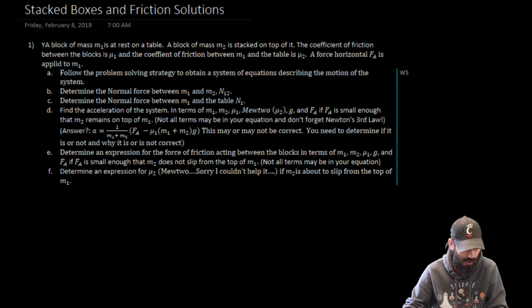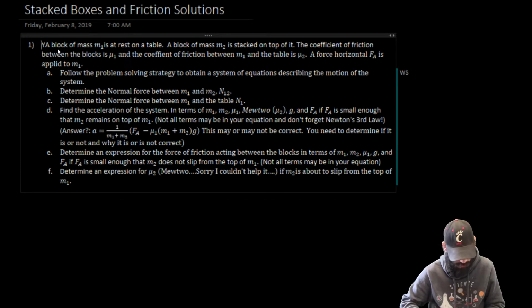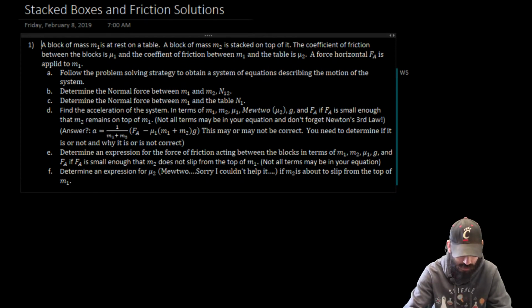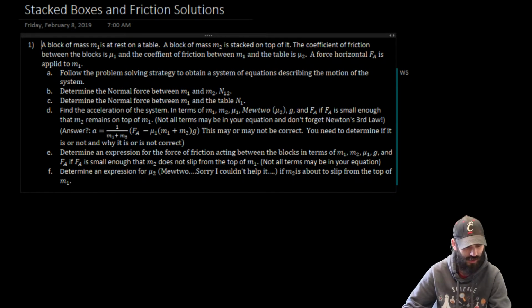Okay, so this problem says a block of mass M1 is at rest on a table. A block of mass M2 is stacked on top of it. The coefficient of friction between the blocks is mu1, and the coefficient of friction between M1 and the table is mu2. A horizontal force is applied to M1.